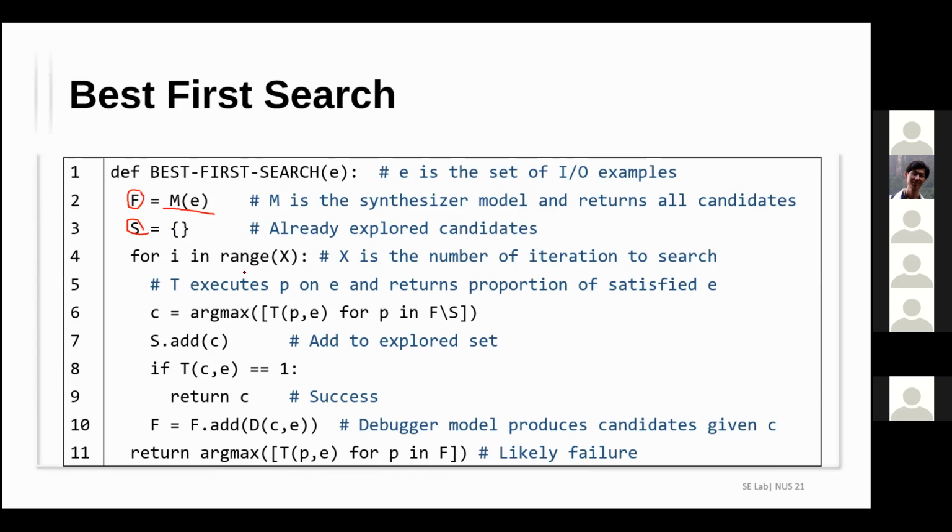Then for i in range, we can choose to do this operation for X number of iterations. If we are able to get a successful candidate before that, we will end the iteration. But if not, I think for their case, they actually did 100 iterations of this.